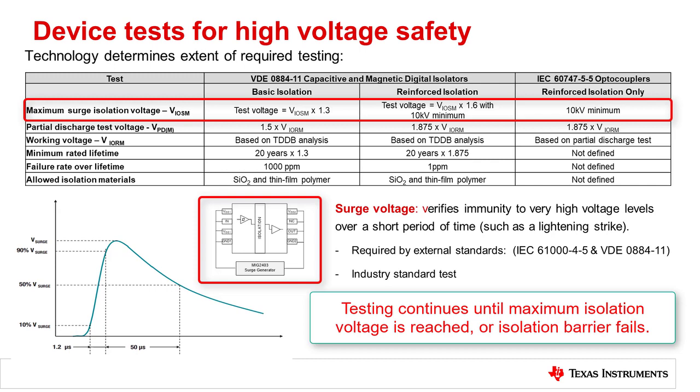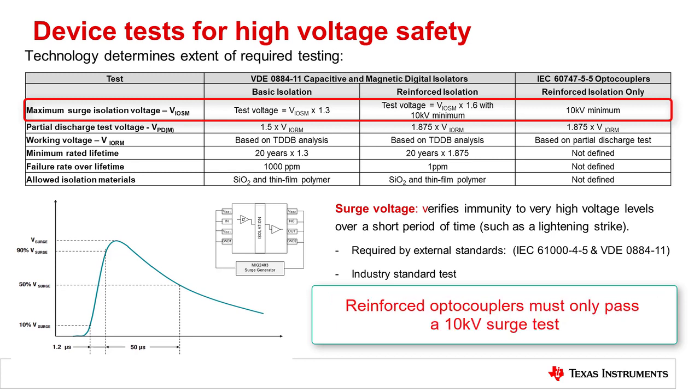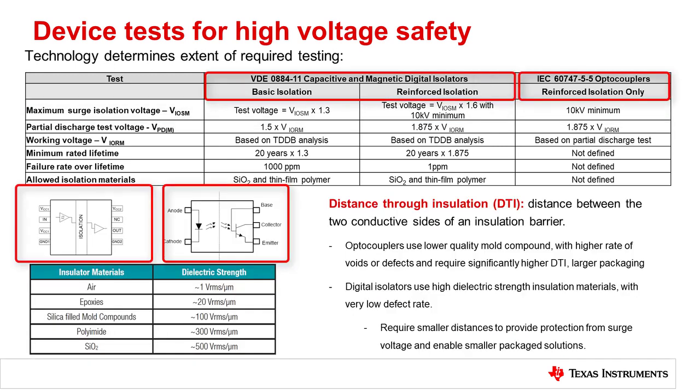To receive a reinforced certification from VDE for digital isolators, the surge voltage tested must exceed the specified surge voltage on the datasheet by 1.6 times, as well as pass a minimum 10 kV surge test. For optical isolators, the minimum 10 kV survival is the only requirement, which is determined by the large distance through the insulator, or DTI, of the optocoupler. Digital isolators, or thin film insulator technology, are notably different than optocouplers. Therefore, standards bodies require different performance data to prove safety for a reinforced rating. For digital isolators, tested surge data is required, whereas for optocouplers, a minimum distance specification is most relevant.